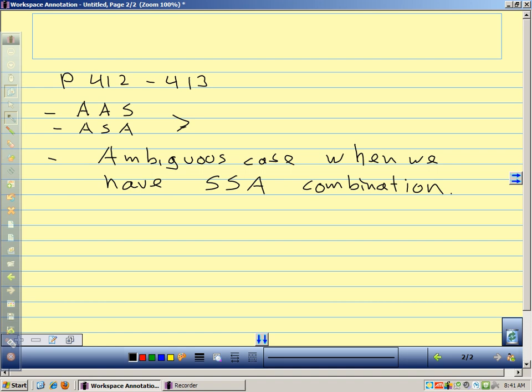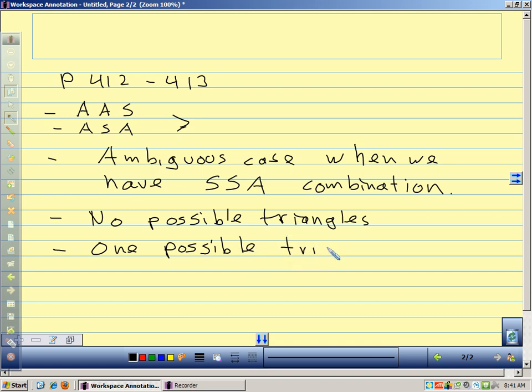If we have a side-side angle combination, we could have no possible triangles. We could have one possible triangle. Or we possibly could have a case where we have two triangles that have the same combination of sides and angle. So we have three possibilities when we have the side-side angle combination.